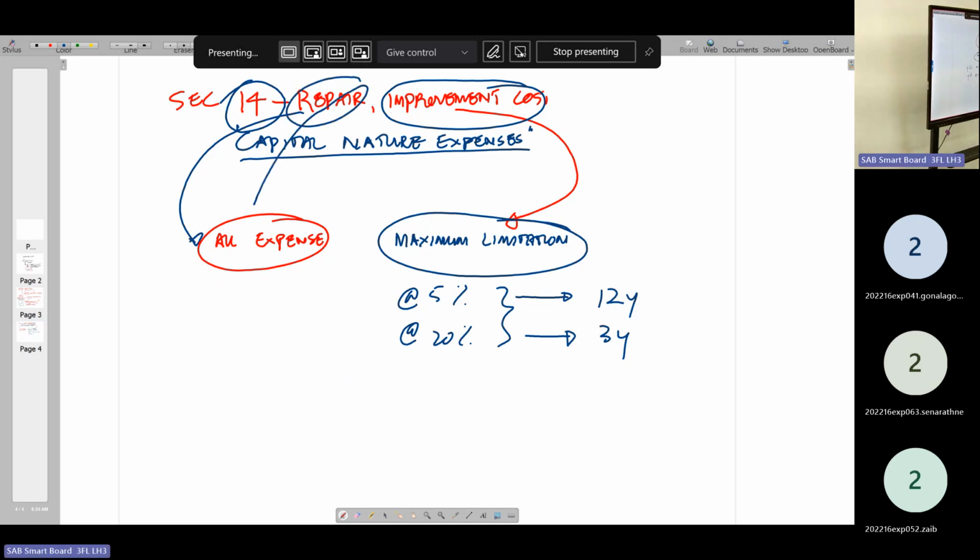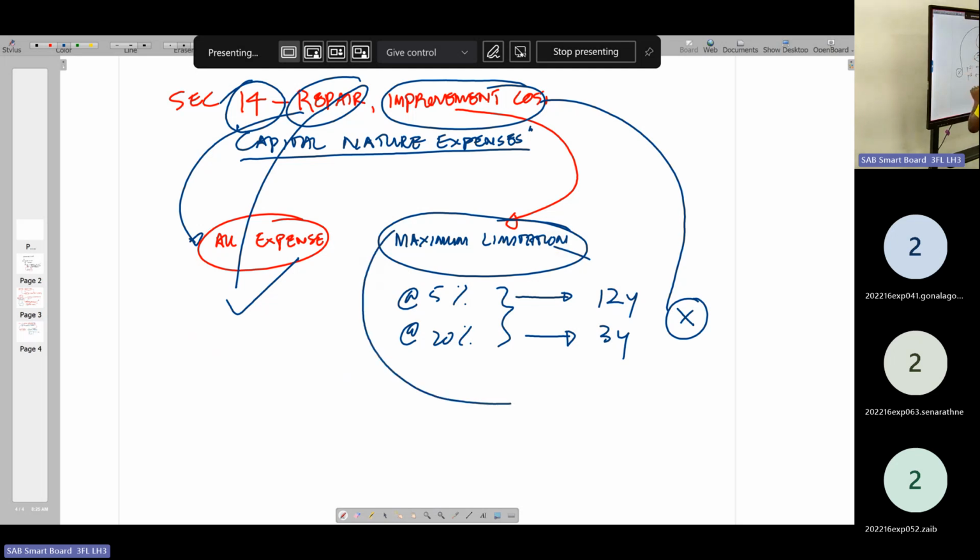Remember, again I am repeating, there is no restriction for repair and improvement, but for repair cost and improvement cost, there is. We cannot claim the entire thing, so there is a limitation. That depends on the class of asset, which is categorized as per the capital allowance purpose. Clear? I think we have covered that point.